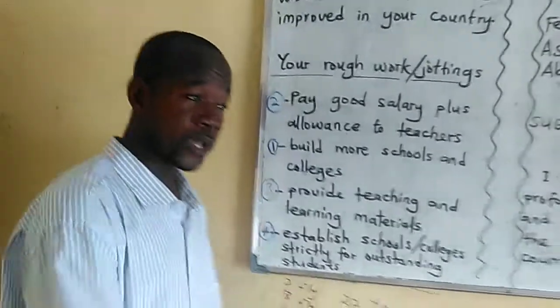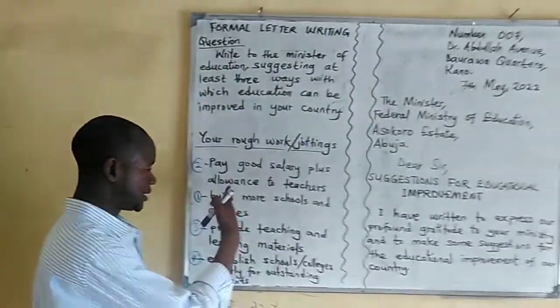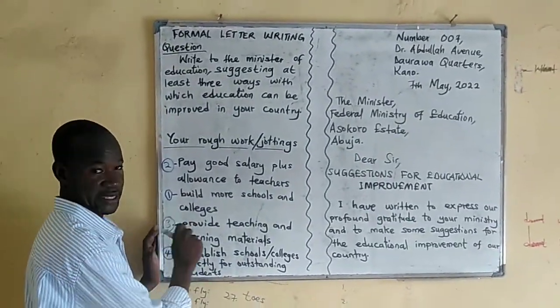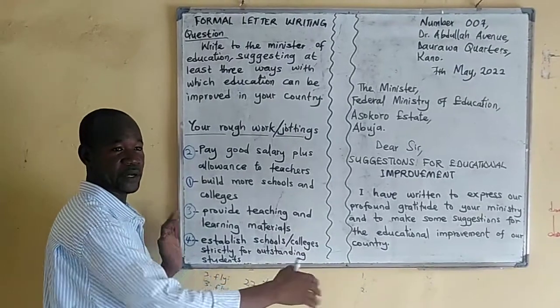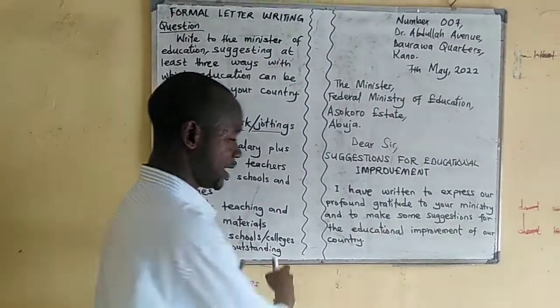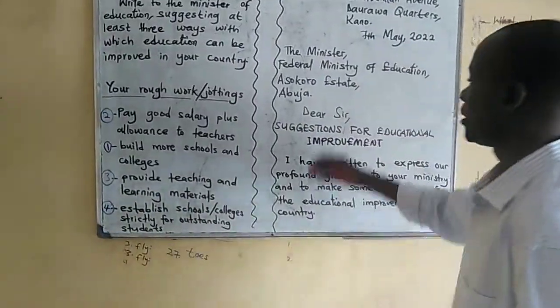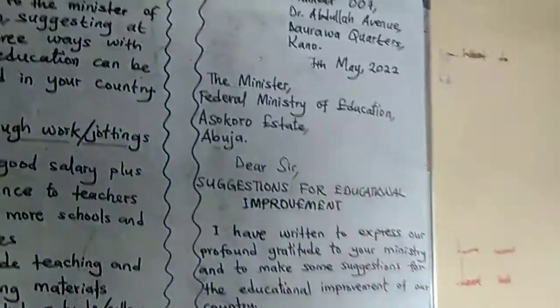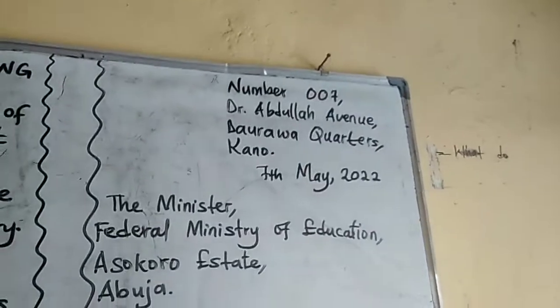Remember, when you jot down the points, you need to arrange them. And then you start taking them one by one in the main body of the write-up, or the essay, or the article, or whatever you are writing. So let's move on to the other side of the board. Now, here is the real sample of a formal letter.